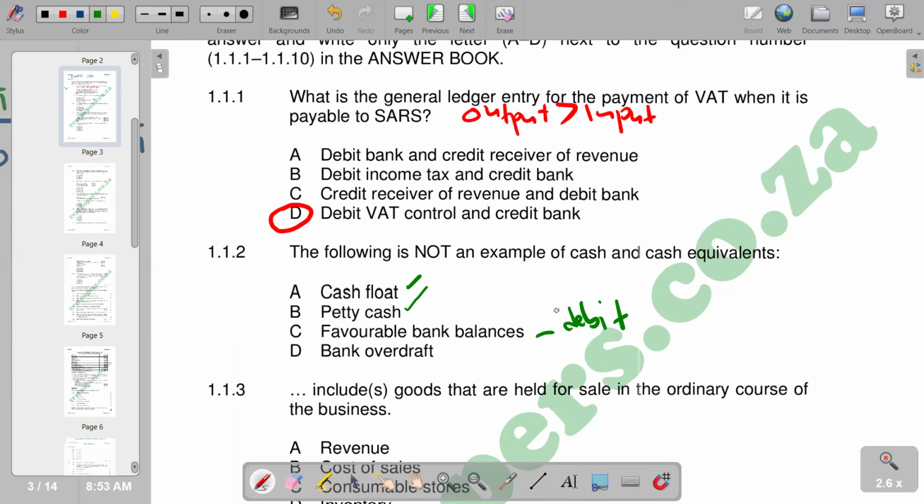But when it becomes a credit bank balance, which is now an unfavorable bank balance, that unfavorable bank balance is a bank overdraft. A bank overdraft is an unfavorable position in terms of a bank balance. So the bank overdraft won't be part of cash and cash equivalents, since we regard it as a current liability. Remember, under a bank overdraft, more money has been withdrawn from our bank account than what we have in the account. So our account has been left in a negative balance.